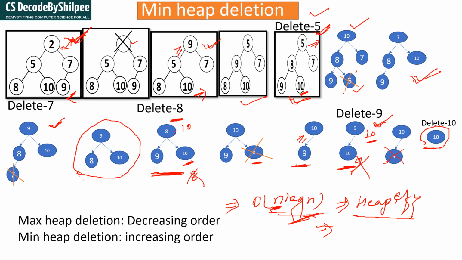So I have also shown that in max heap, if you always delete the maximum element, means always delete the root node, that will give you the decreasing order, and in min heap, if you always delete the minimum element, you will get the increasing order. That's all about heap deletion, min heap deletion and max heap deletion.